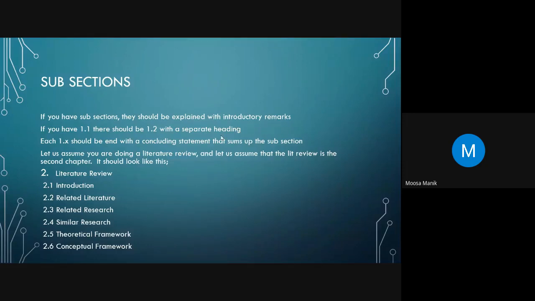So let's assume that you are doing a literature review, and let us assume that this literature review is the second chapter, because some authors might write the literature review maybe as the fourth chapter, or maybe, I don't know, it just goes on, and then there are different thinkers on this. So let us say this is just one way of writing it. So the main heading is literature review here, and in 2.1 you're going to be writing the introduction.